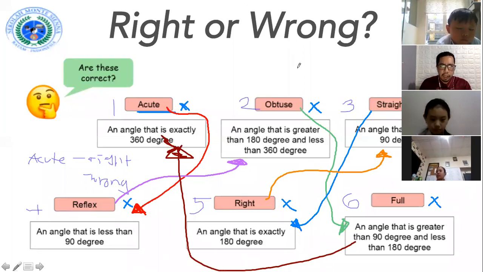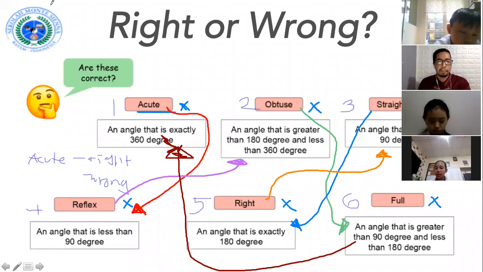Okay, can we read them again slowly? Acute means less than 90. If I assume that this is my angle, if the measurement is less than 90, it means it's an acute. More than 90 but less than 180, it's an obtuse. Exactly 90 is a right. Straight means flat or exactly 180. Reflex, more than 180 but less than 360. And then full, exactly 360 degrees.